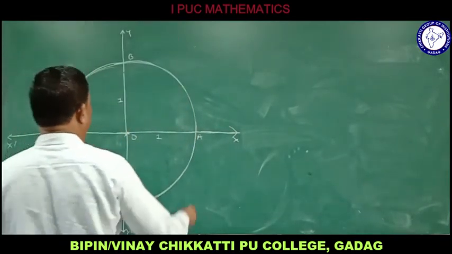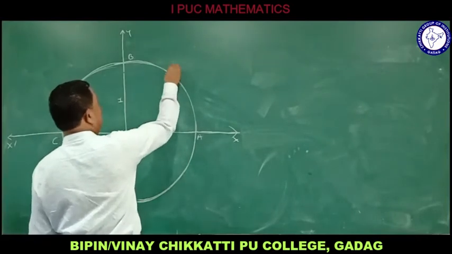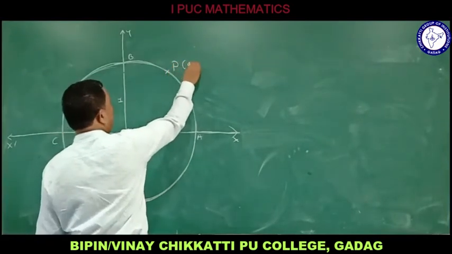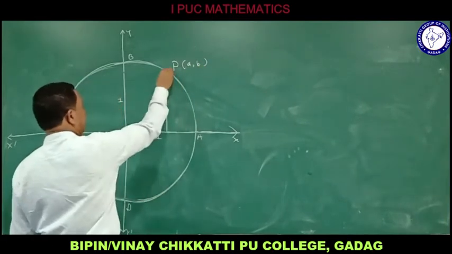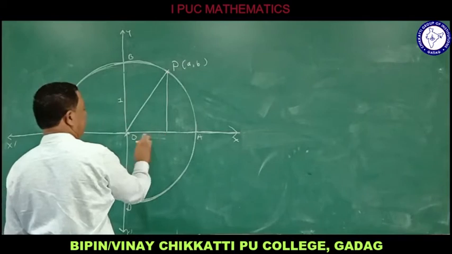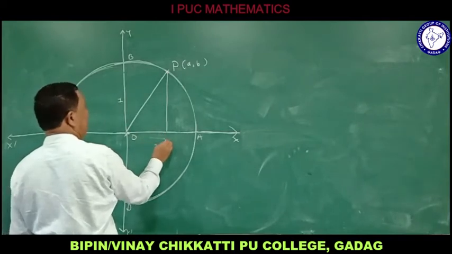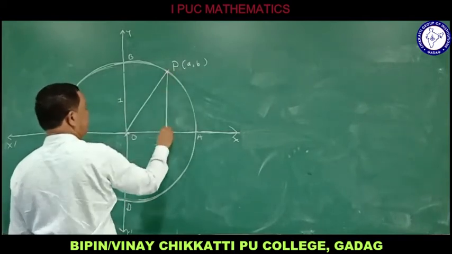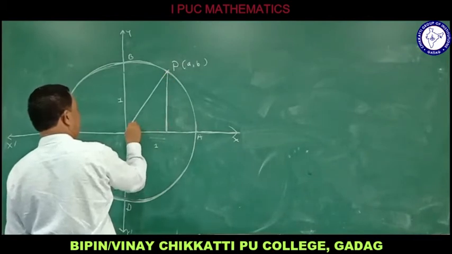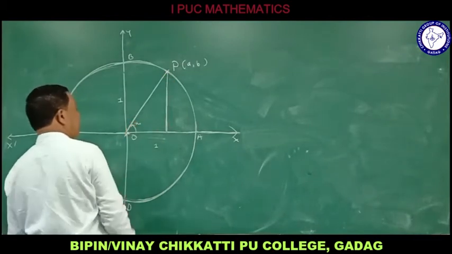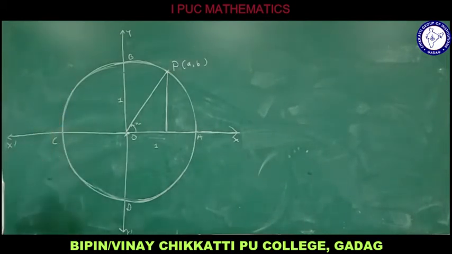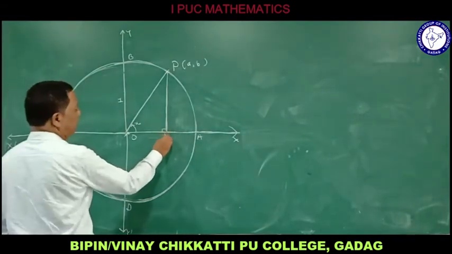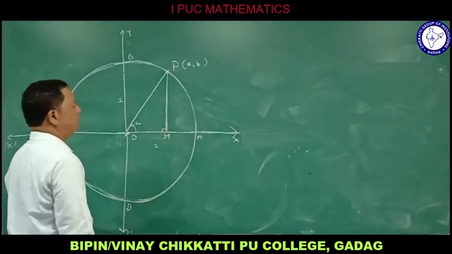For that I have to take one point P on the circumference of the circle, whose coordinates are A, B. See this, A, B, and try to understand. Here you have to see this angle, x, I want to take, x radians, and there is no problem understanding this. When you take this P and draw a perpendicular, try to understand PM.